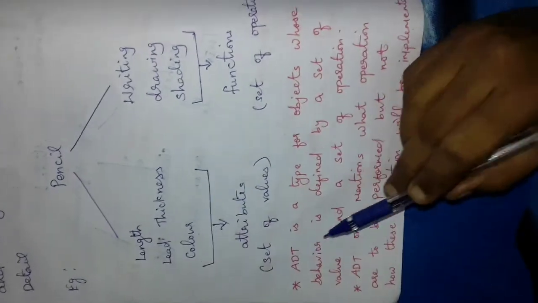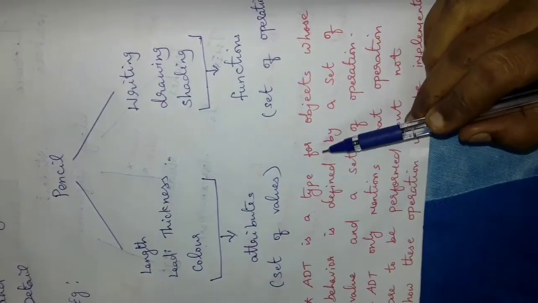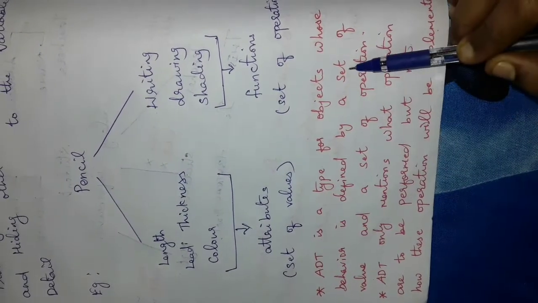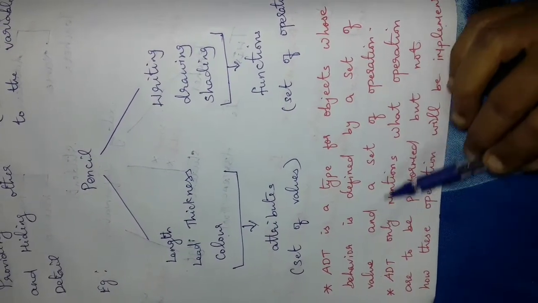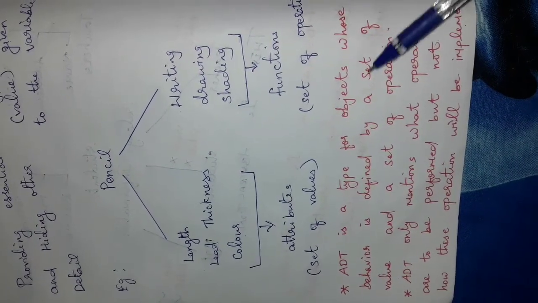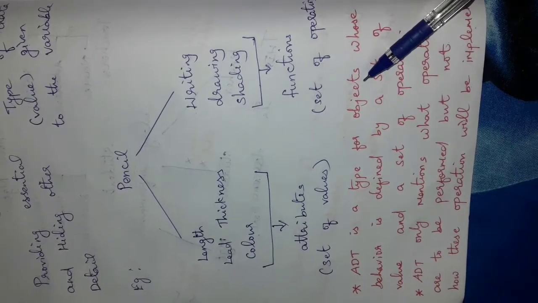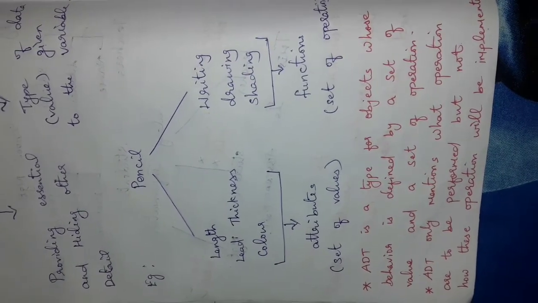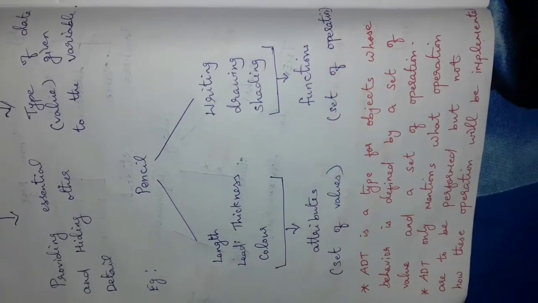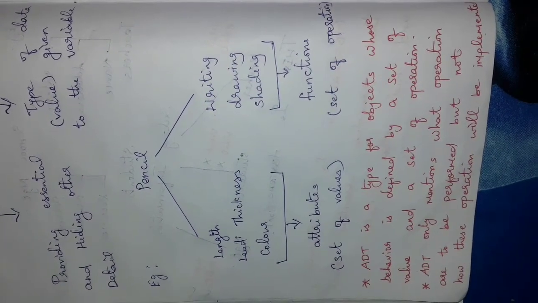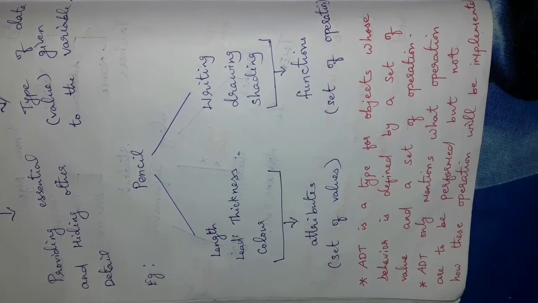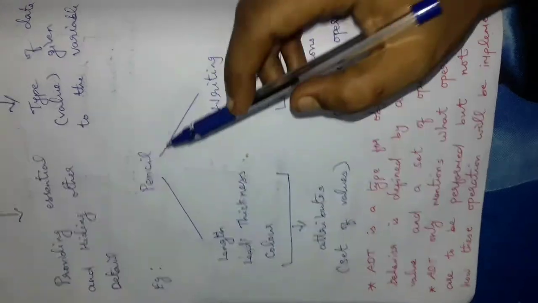Abstract data type is a type for objects whose behavior is defined by a set of values and a set of operations. So here everything is taken as an object and the object's behavior is defined using two things. One is a set of values, which we call attributes, and a set of operations, that is functions. We'll see an example now.